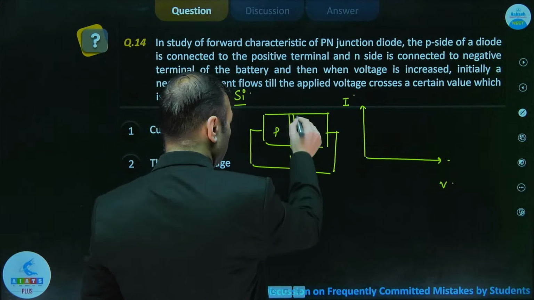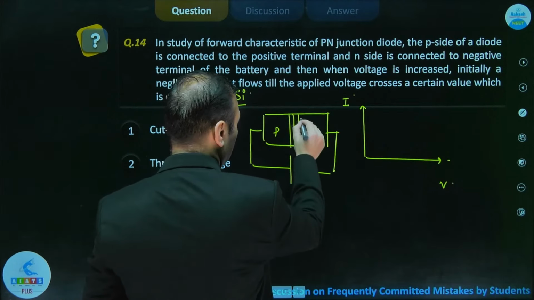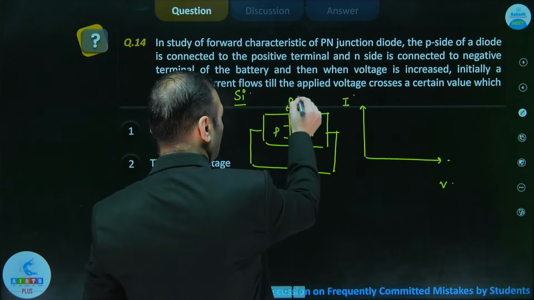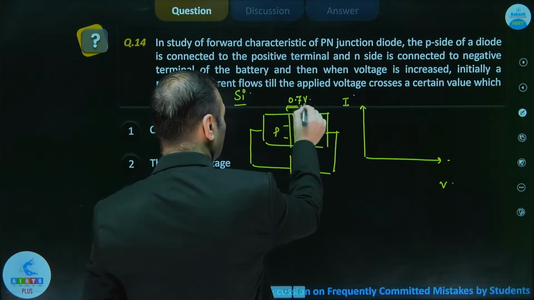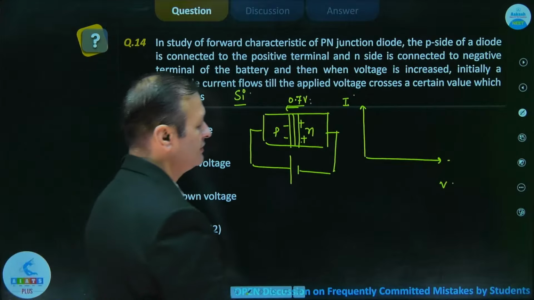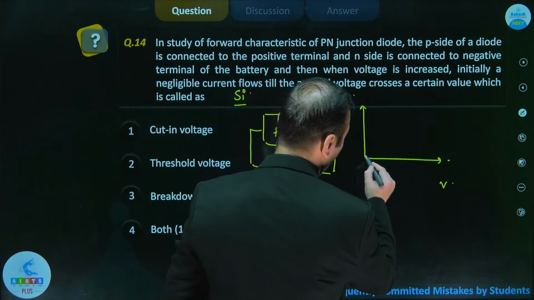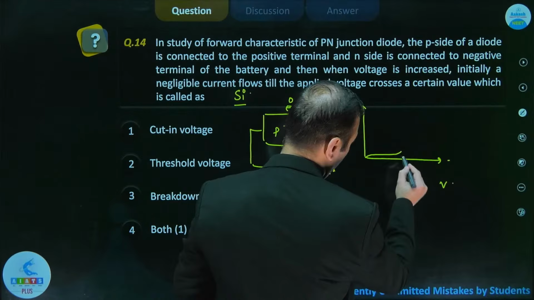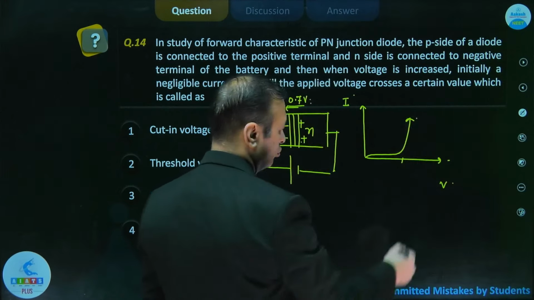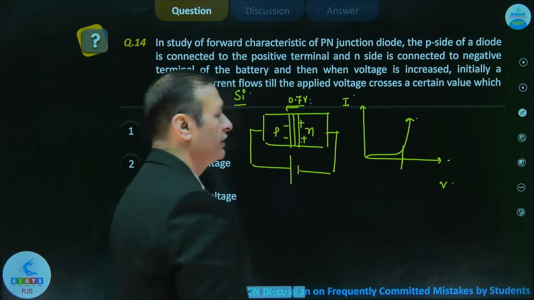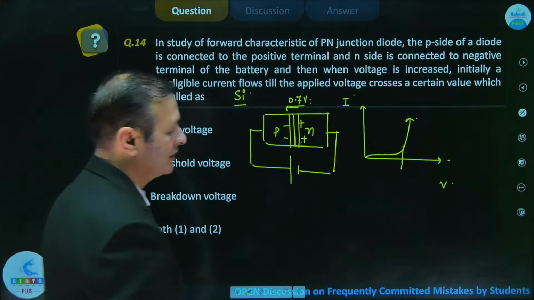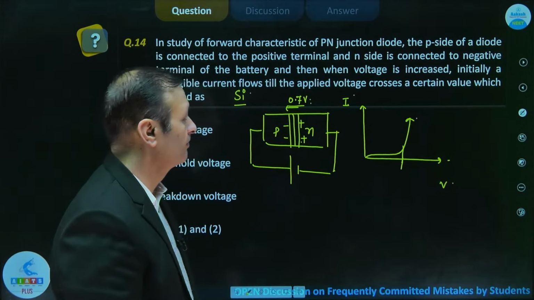So you have some junction potential, and this junction potential is something like this, 0.7 volt. This is very near to 0.7 volt for silicon. It means if your applied voltage is less than 0.7, there is no current. The moment you cross, it grows like this. So this is called knee voltage, threshold voltage, or sometimes also known as cut-in voltage. You got it or not?